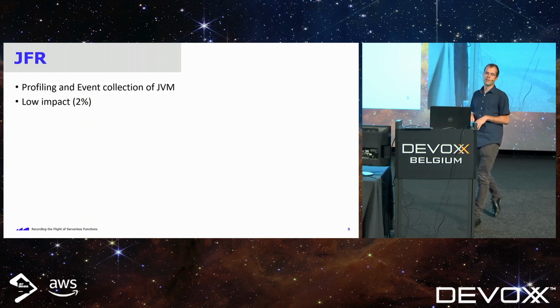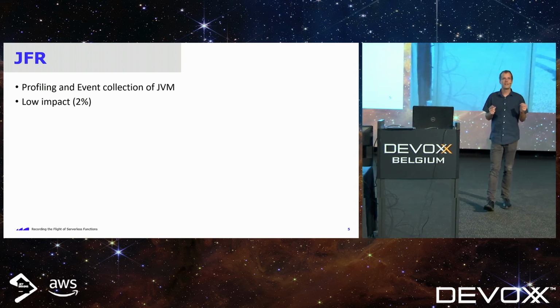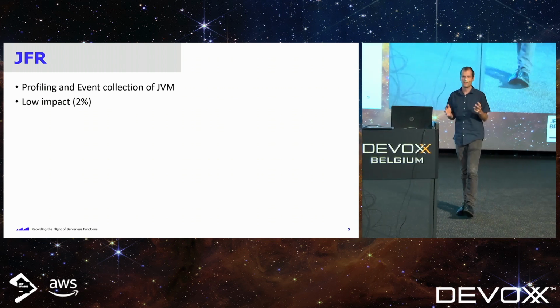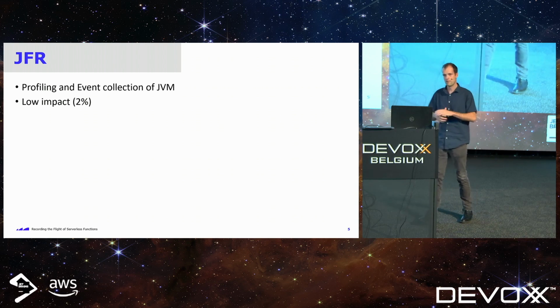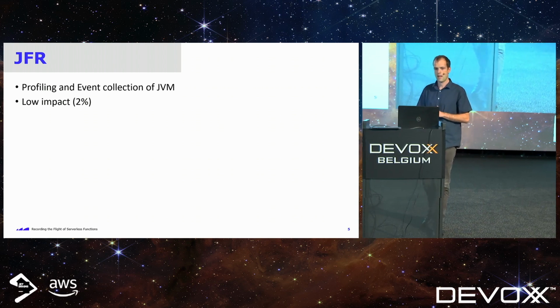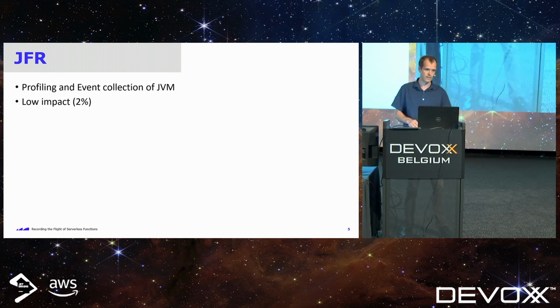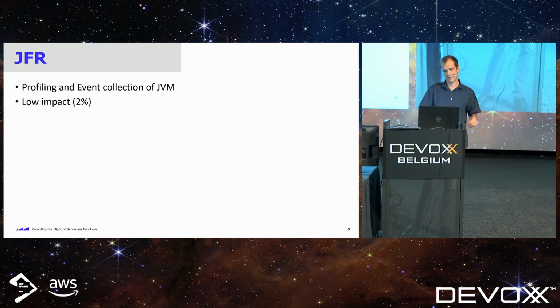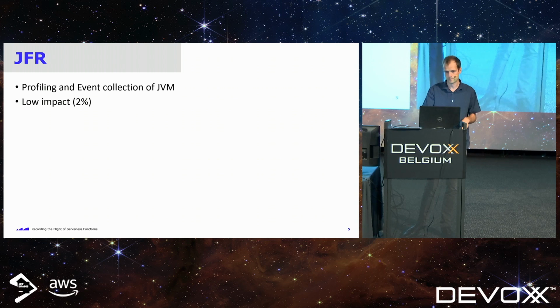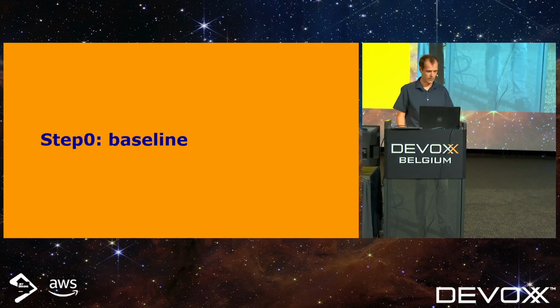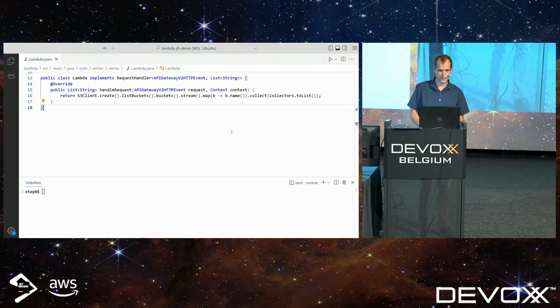Java Flight Recorder is a profiling and event collection mechanism which is by default available in every recent JVM. It's rather low impact. The profiling setting I will use today has 2 to 3% overhead. If you run it with default settings, it's only 1% overhead. So let's start looking at code and let's see if everything still works.